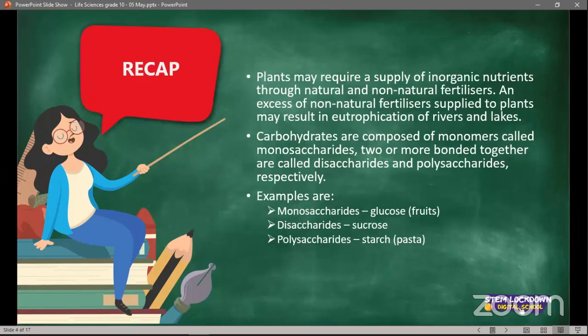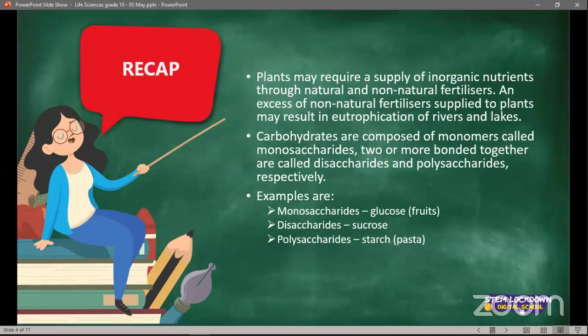So under carbohydrates, we said that they are composed of monomers called monosaccharides, and two or more of these monomers bonded together are called disaccharides and polysaccharides respectively. So two monosaccharides bonded together, they are called disaccharides, and two or more bonded together are called polysaccharides.